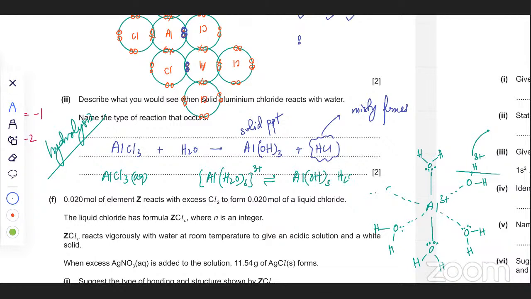Three water molecules, let's assume they remain. A solid precipitate is formed, and the H+ would leave and eventually bond with the Cl- ions that were floating around in water, and they would form HCl. So let's have a look at which specific reaction they were looking for. Most modern marking schemes, the recent ones, actually accept this one, but the previous one should also be acceptable.